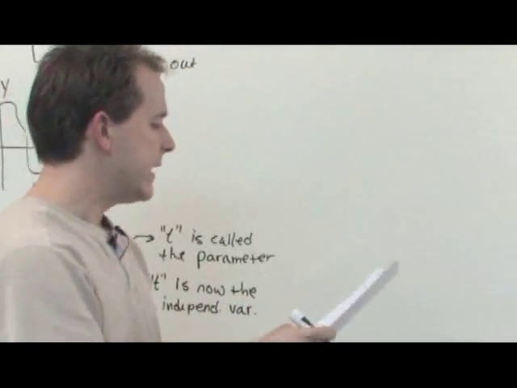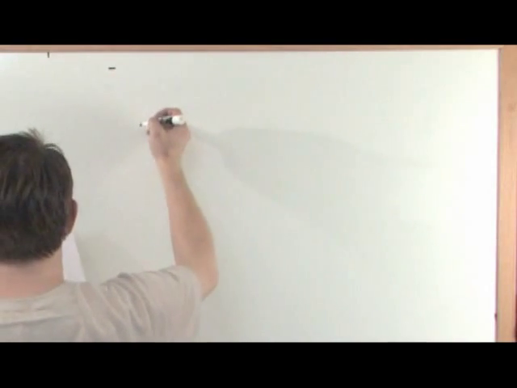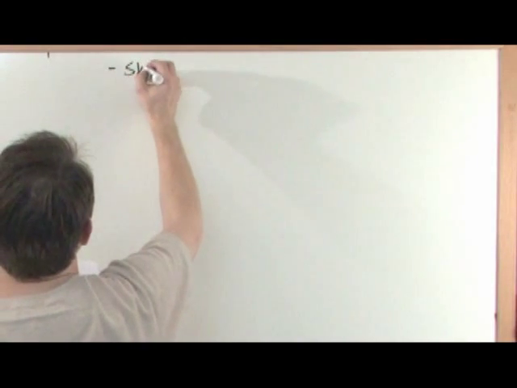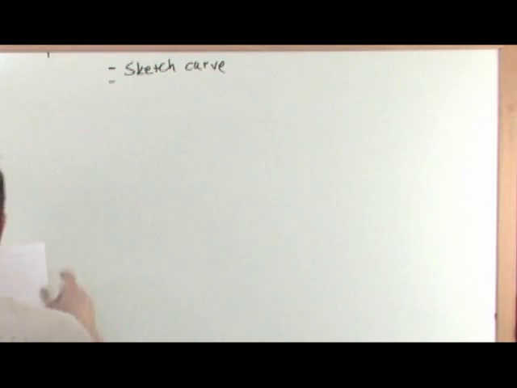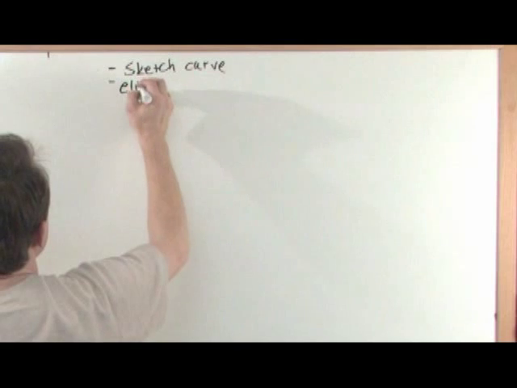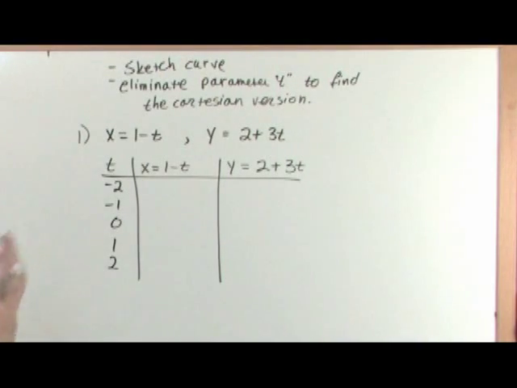So, in these problems, what we are going to do is two things. The first thing we're going to do is sketch the curve, okay? And the next thing we're going to do is we're going to eliminate the parameter, and I haven't even talked about this yet, but I will, some negative time, some positive time, reference to zero time, okay? Let's just go ahead and fill them in.